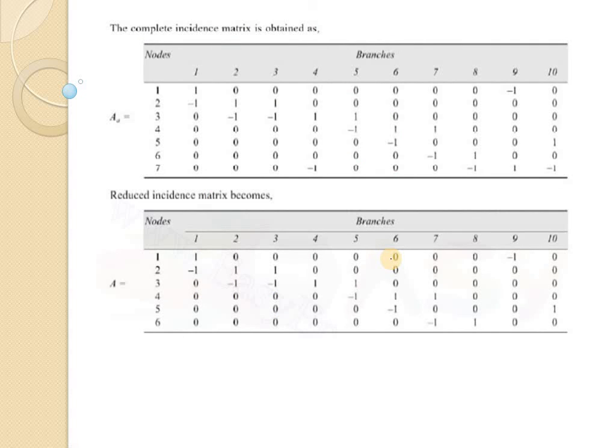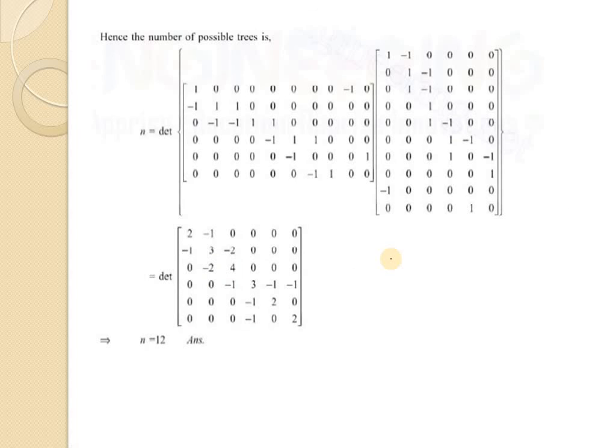Now from the graph, we will form the incidence matrix, and from the incidence matrix, we will again form the reduced incidence matrix by removing one row. After making the reduced incidence matrix, we take the determinant of the reduced incidence matrix multiplied by the transpose of the reduced incidence matrix, and its determinant will give us the number of possible trees. And we have got here that the number of possible trees is 12. So in that way, we can solve the problem.